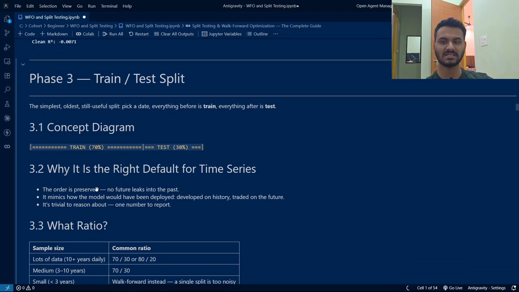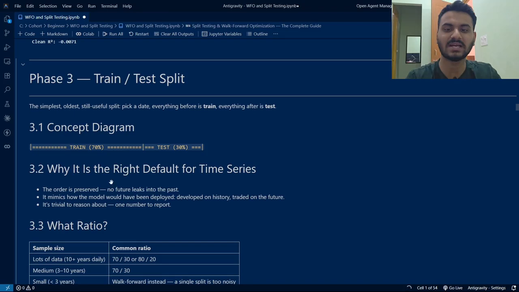Basically, let's say this is your entire data set. You use 70% of it to train and test it on 30% of the data to validate your strategy. Why it is the default for time series: you can also use 50-50, 60-40, up to you and the data that you are training on. Now, let's say I was talking about embargo, right? If I cut the data here instead of here, this area would be the embargo.